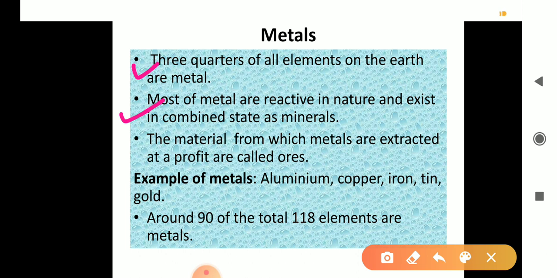The material from which the metals are extracted at profit is called ore. It means ores are the raw material from which we extract the metals. The examples of metals are aluminium, copper, iron, tin, gold. There are 118 elements in total. Out of 118 elements, around 90 are metals.